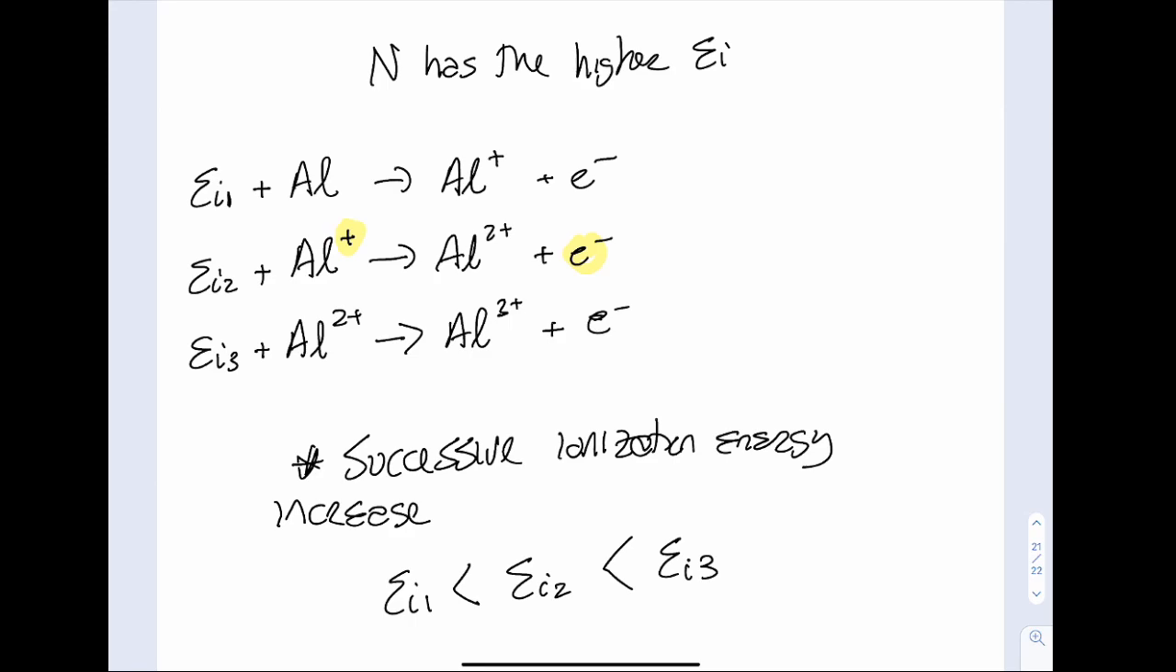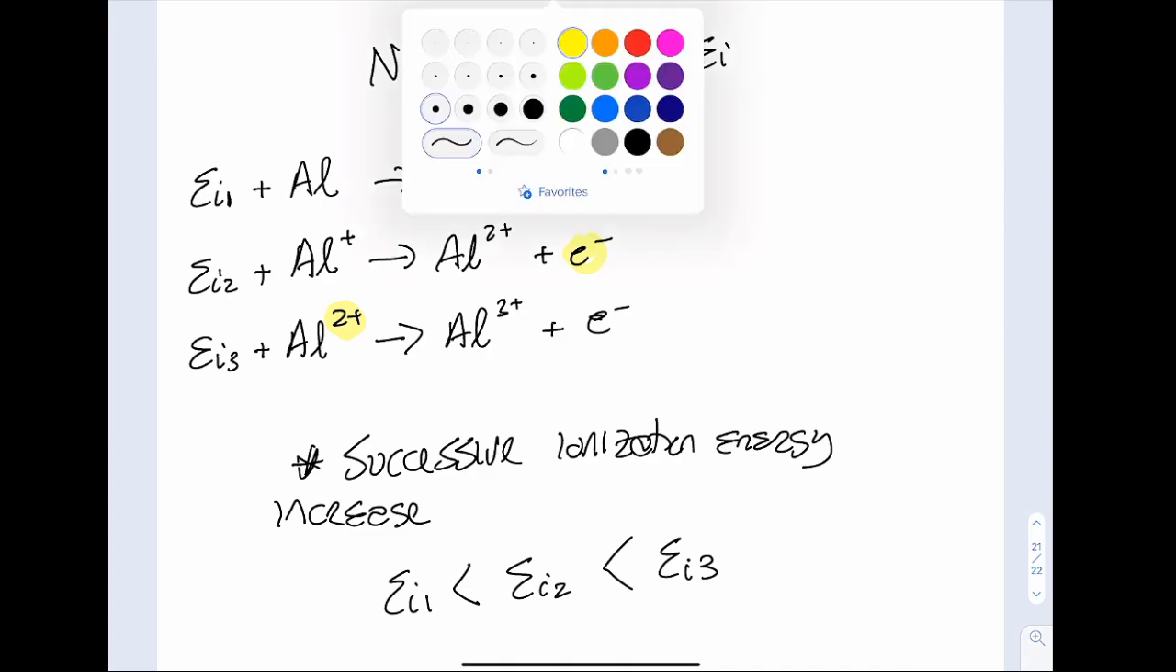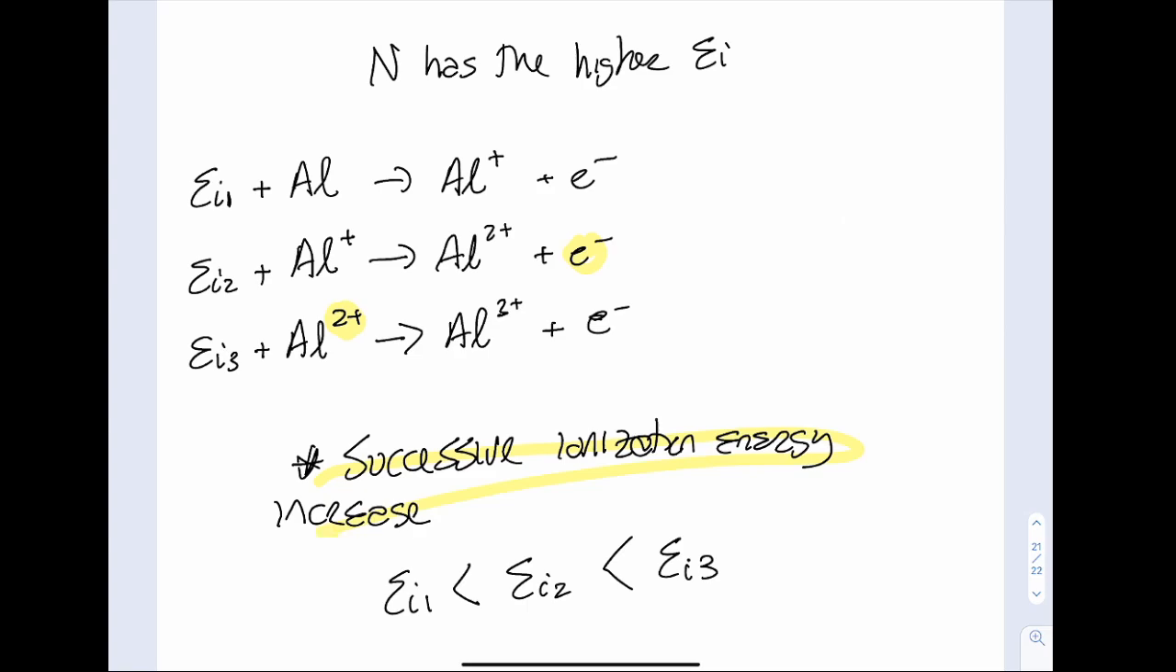Third ionization energy, you're removing a negative charge from something that has a net 2+ charge, right? So we're taking something that's pretty positive and you're trying to remove a negative from it. That just makes it more difficult. So every time we remove an electron from something that's more and more positive, which is what we're doing with successive ionization energies, it just gets harder. So my ionization energies tend to increase.